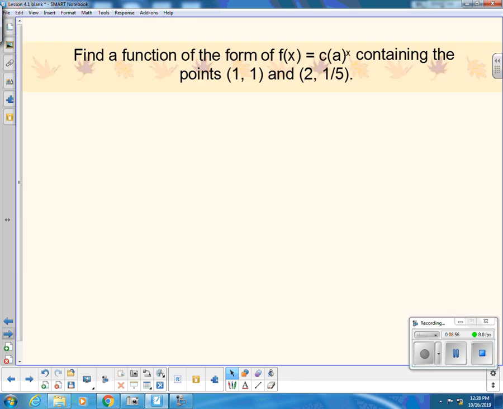Okay, find a function in the form of c a to the x that goes to the points (1, 1) and (2, 1/5). Anytime you're writing an equation and they're giving you points, you replace the y and the x with those points. So in the first point, the y equals 1 and the x equals 1. That doesn't do a whole lot for me with just one point.